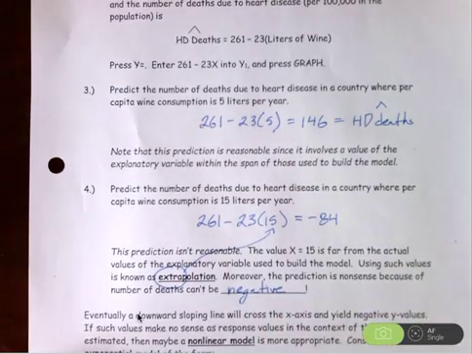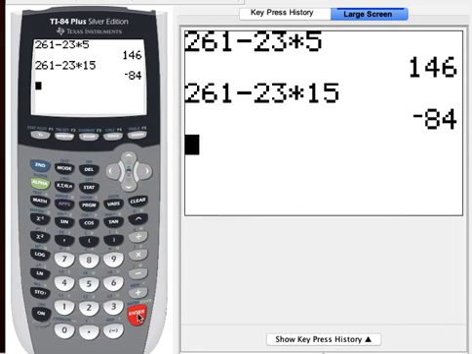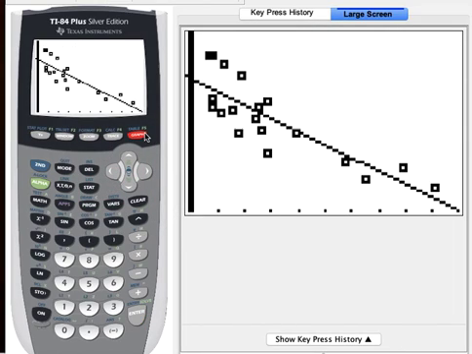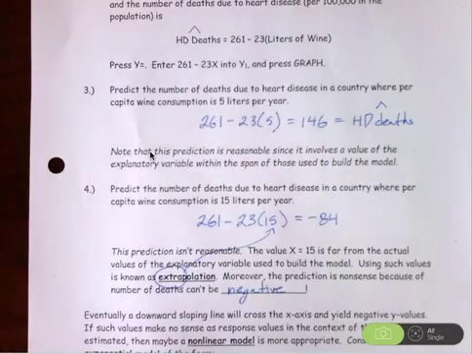So the truth is that the number of deaths due to heart disease, at some level, if you look at the model, it seems natural that instead of a linear model, we would expect the number of deaths due to heart disease to actually level off. I mean, they can't forever decrease. So maybe what we need is a different type of model.